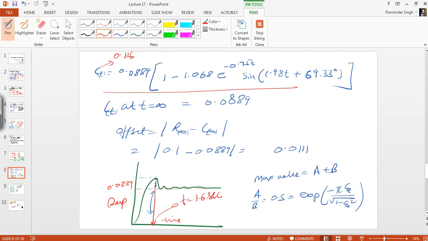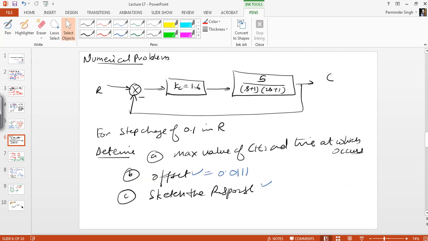Clear? So this is how we solve different problems, where we can calculate the maximum value, the offset, and sketch the responses. Now you can clearly see that we used a proportional controller, so we have the offset. If we use a proportional integral controller, then the offset would have been eliminated.